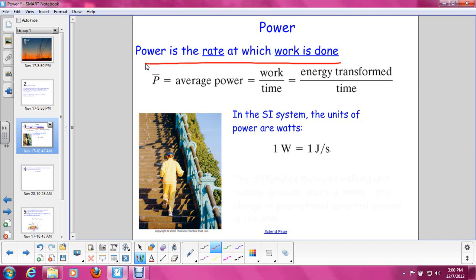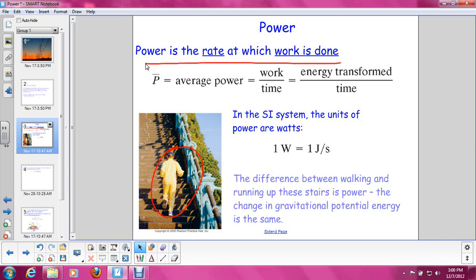An example of that is this person jogging up the stairs. The force they have to apply to move up the stairs is always going to be just a tiny, tiny bit greater than their weight down. And the distance they move will be the same from the bottom of the stairs to the top. So the total amount of work that this jogger does is going to be the same. What will be different is the power. They can go up the stairs faster or slower.